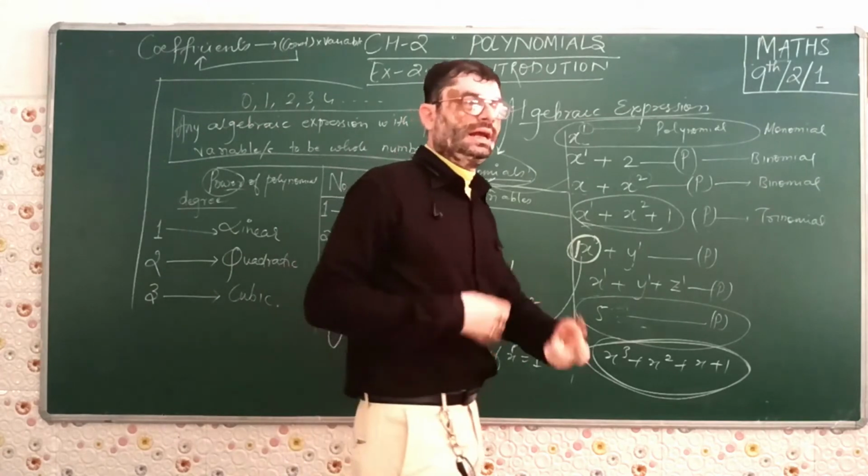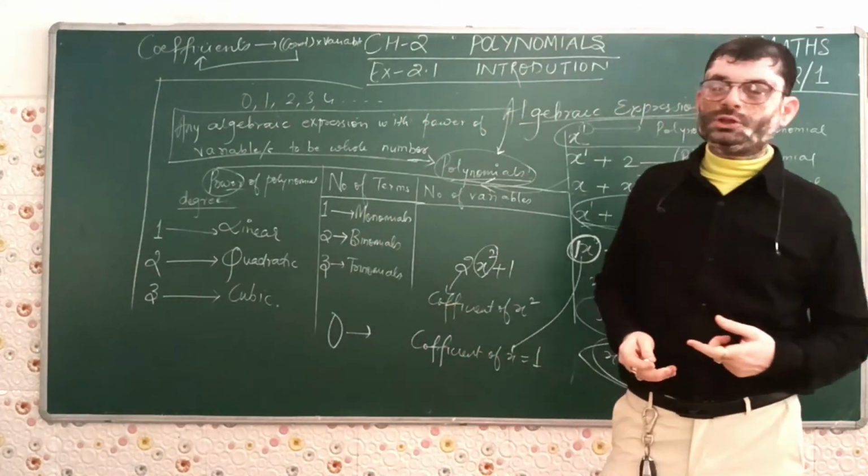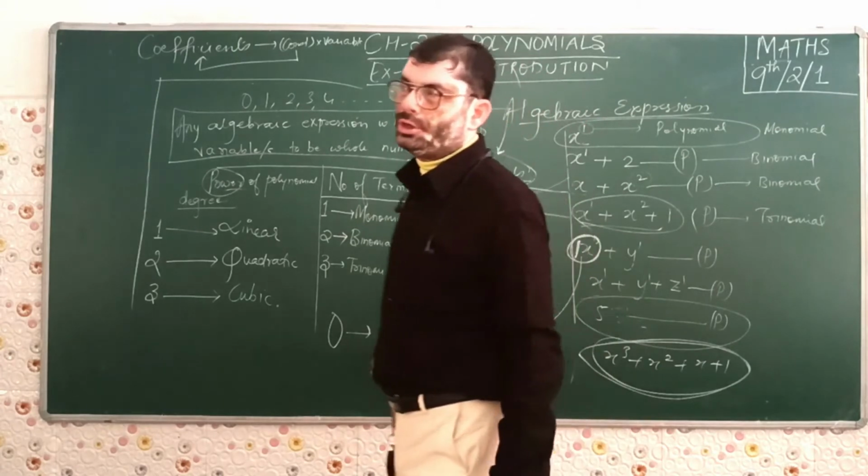It will always be 0. And the special name for that constant polynomial is the zero polynomial.